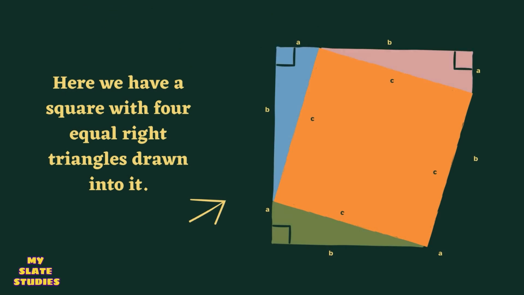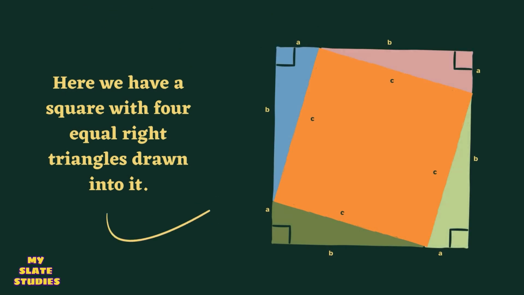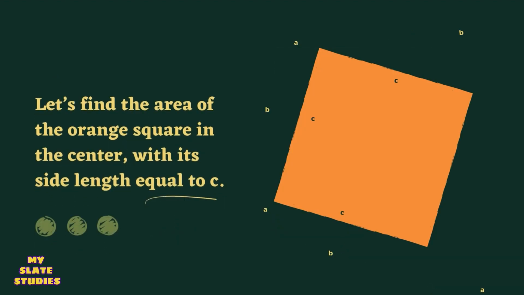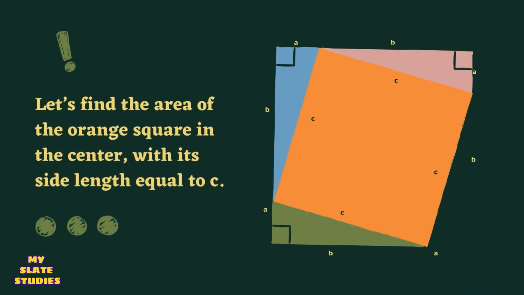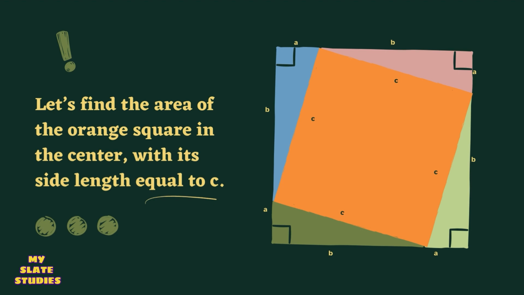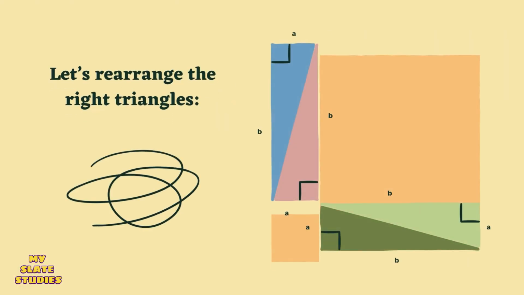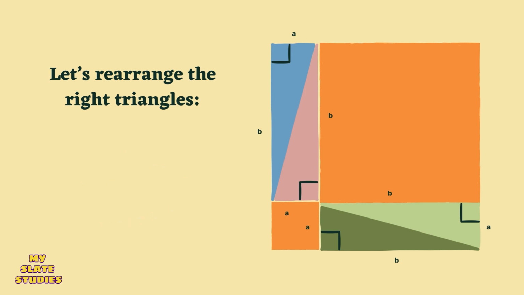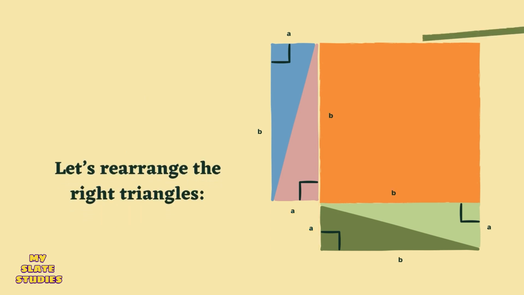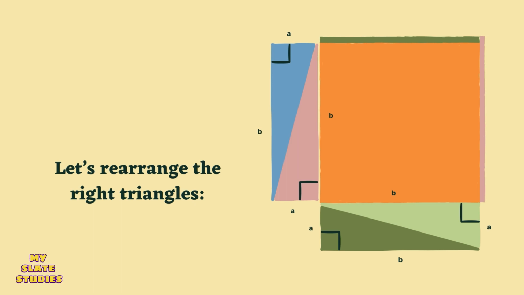Here, a and b are the lengths of the two legs, the sides that form the right angle of the triangle, and c is the length of the hypotenuse, the side opposite the right angle. In essence, the theorem tells us that in a right-angled triangle, the square of the length of the hypotenuse is equal to the sum of the squares of the lengths of the other two sides.